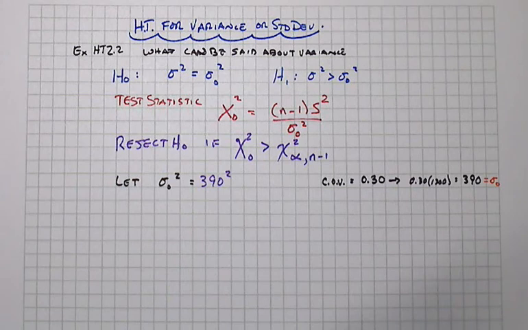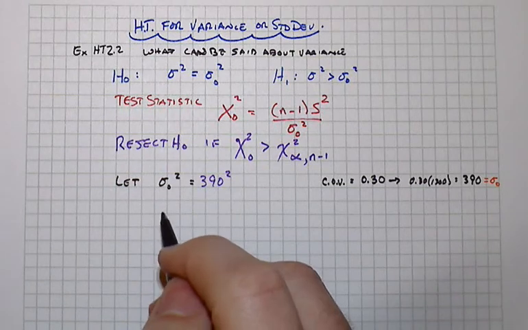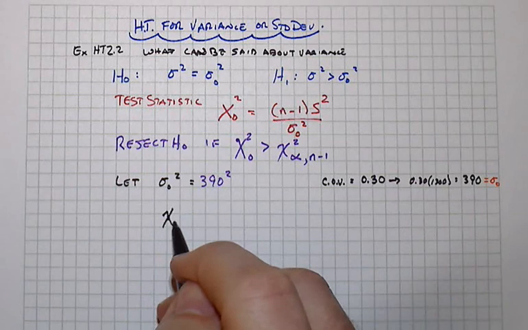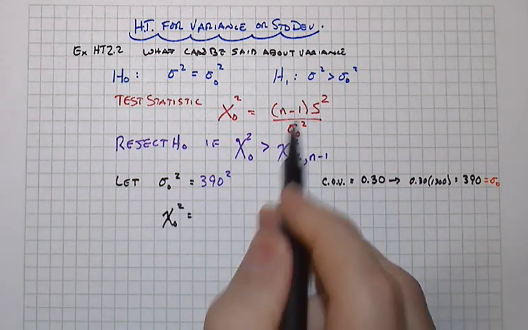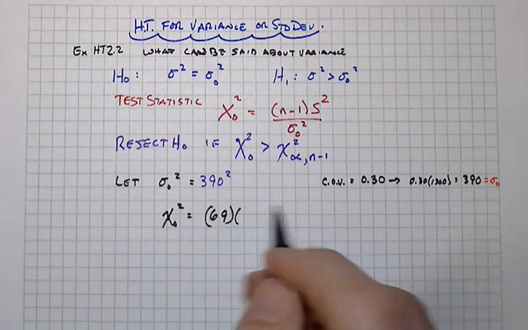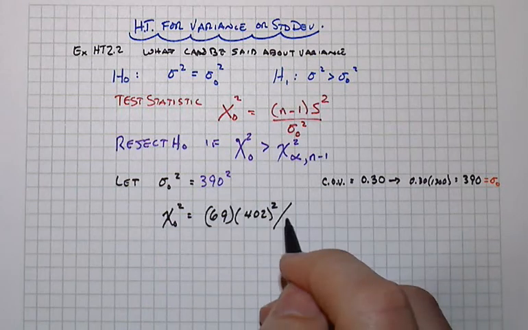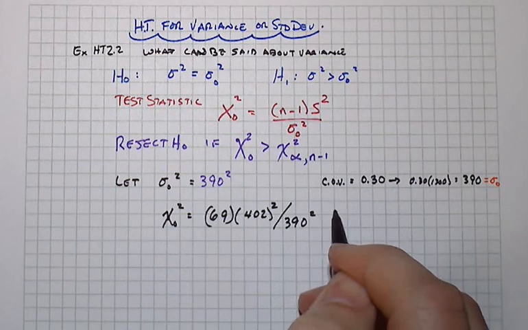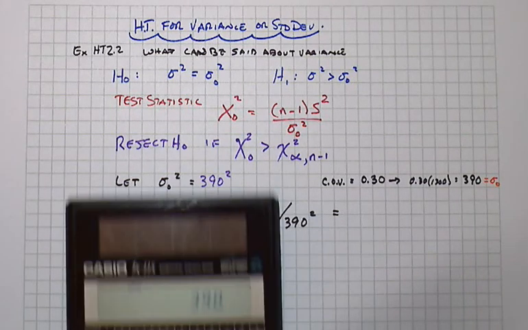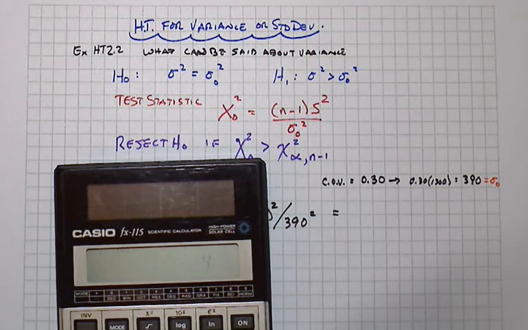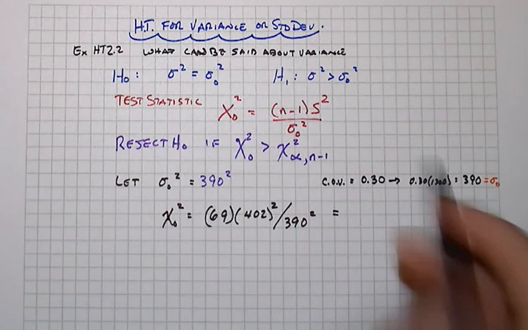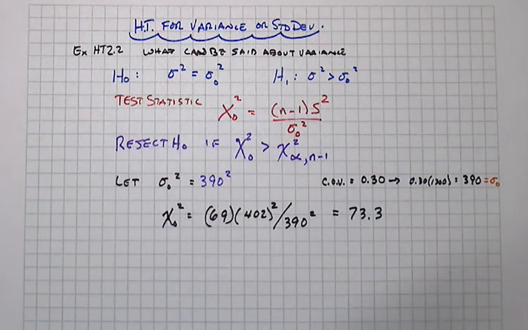Okay. If you go and look up in your chi-square table, we first have to calculate our test statistic. n minus 1 is 69. Our sample variance was 402 squared, divided now by our threshold value of 390 squared. We do that real quick: 69 times 402 squared divided by 390 squared, and 73.3 is our test statistic value.